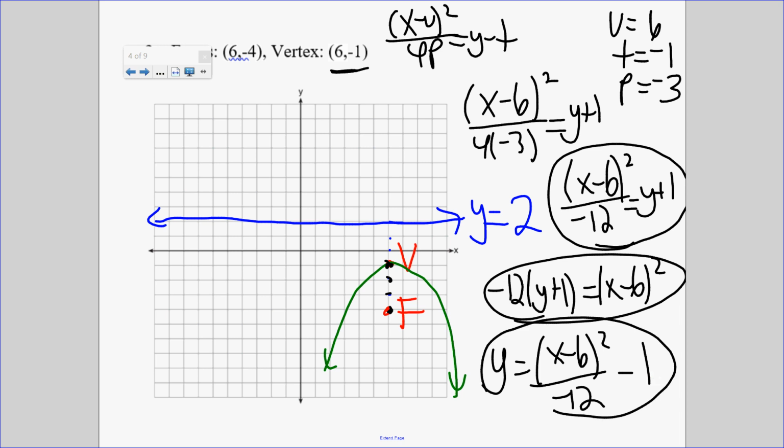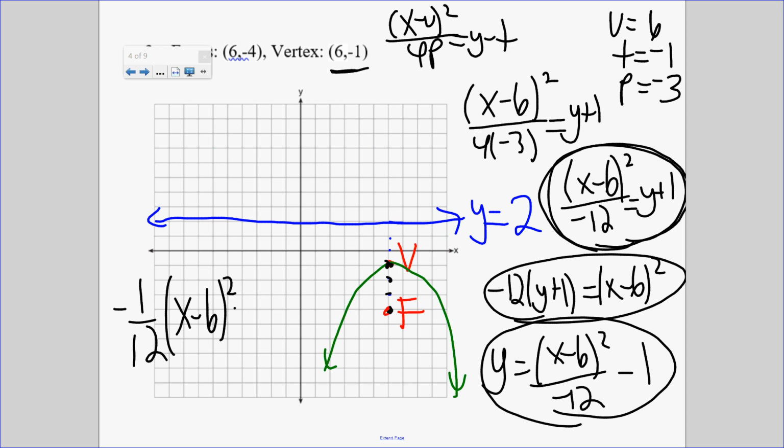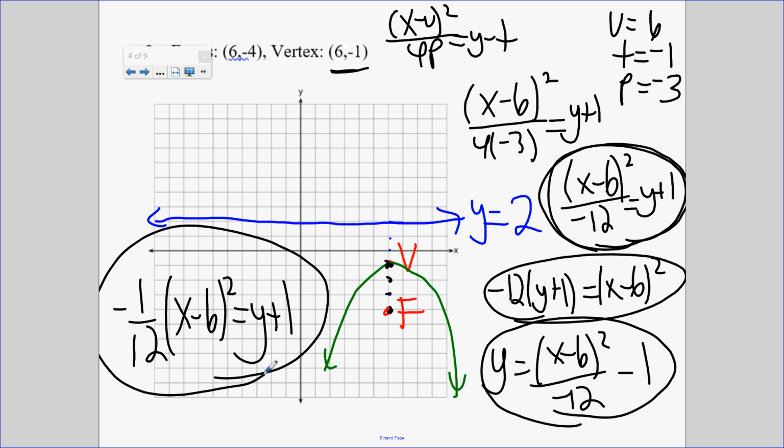Also understand that negative 12 on the bottom could be popped out into a negative 1/12. So it could be negative 1/12 times (x minus 6) squared equals y plus 1, or any combination of those. So once you get it, if it's open response, you're fine with this. But if it's multiple choice, you might have to cross multiply or isolate y.